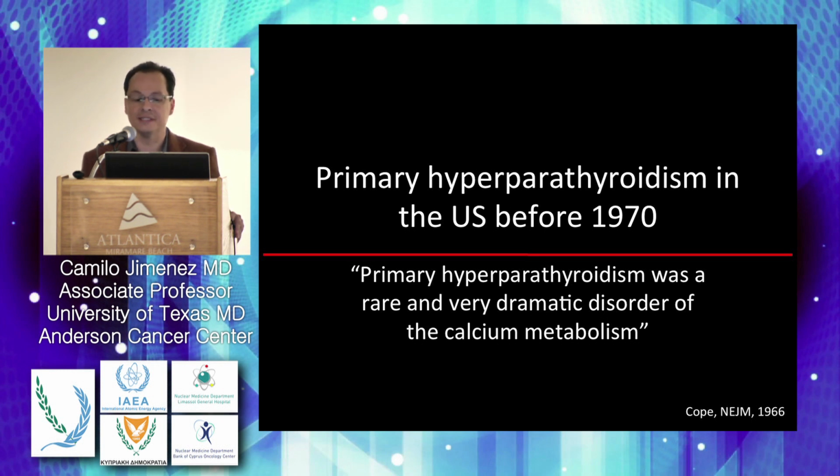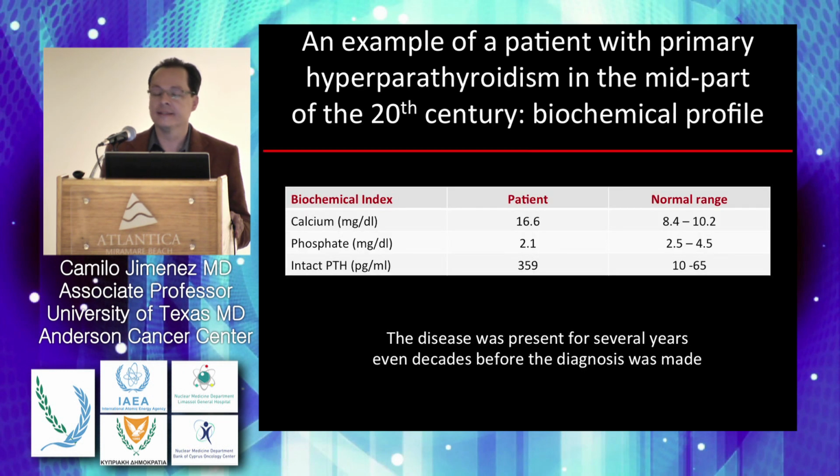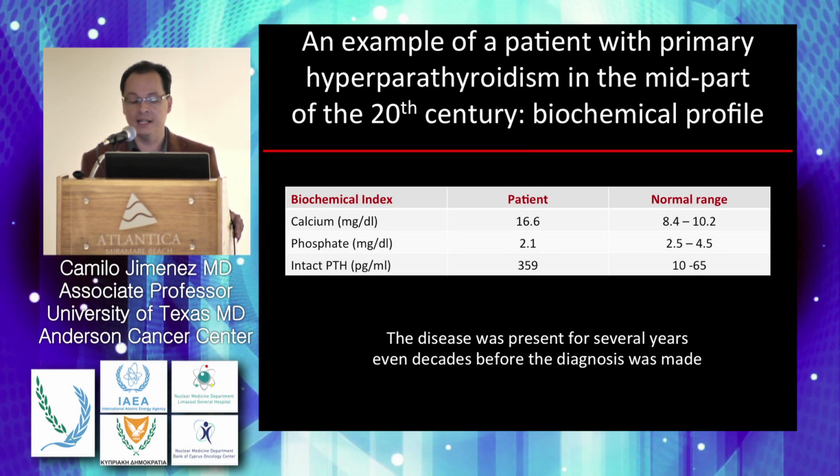The best description of this disease was the one that you see here, published in the New England Journal of Medicine in 1966. Primary hyperparathyroidism is a very rare, very dramatic disorder of the calcium metabolism. Why? This is the classical presentation of someone who had primary hyperparathyroidism before the 70s. This is someone who had a very pronounced or robust hypercalcemia with calcium values of 16.6. The patient had hypophosphatemia. The intact parathyroid hormone is markedly elevated, as you can see in this table.